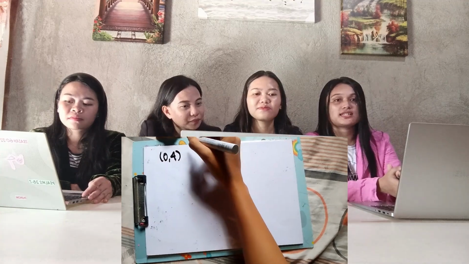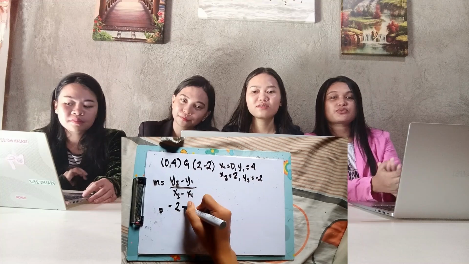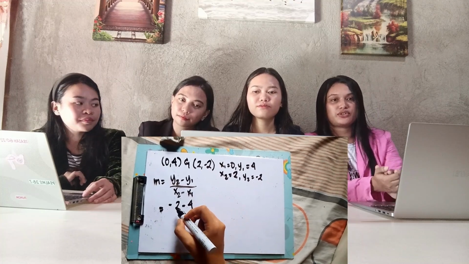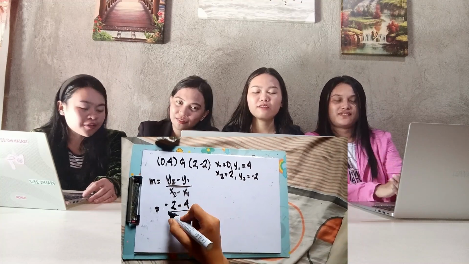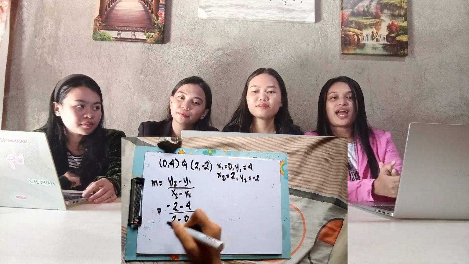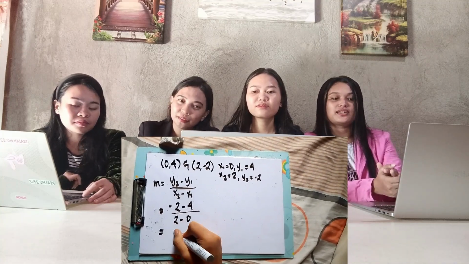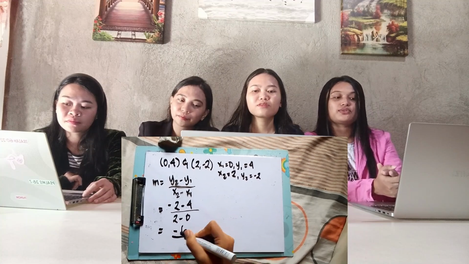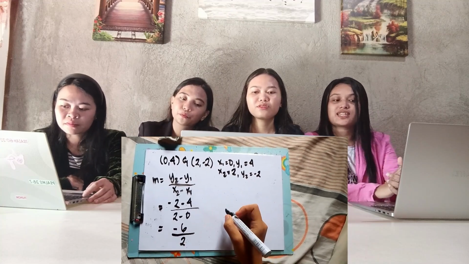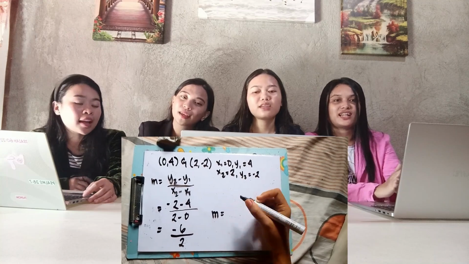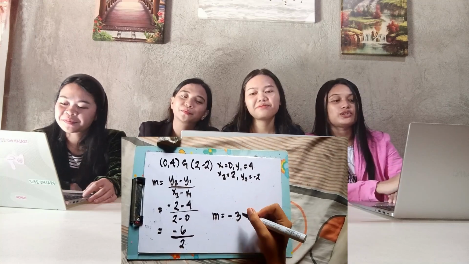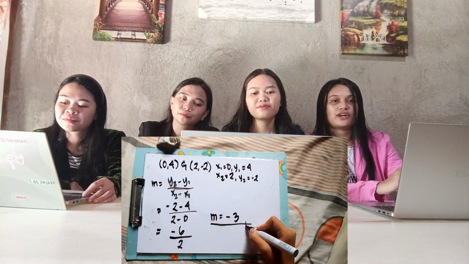Okay, my turn. Let's try something with a negative slope. If you have the points (0, 4) and (2, negative 2), we have y sub 2 minus y sub 1 equals negative 2 minus 4, which equals negative 6. Then we have x sub 2 minus x sub 1 equals 2 minus 0, which equals 2. So the slope is negative 6 over 2, which equals negative 3. So the line is sloping downward, 3 units down for every 1 unit to the right.